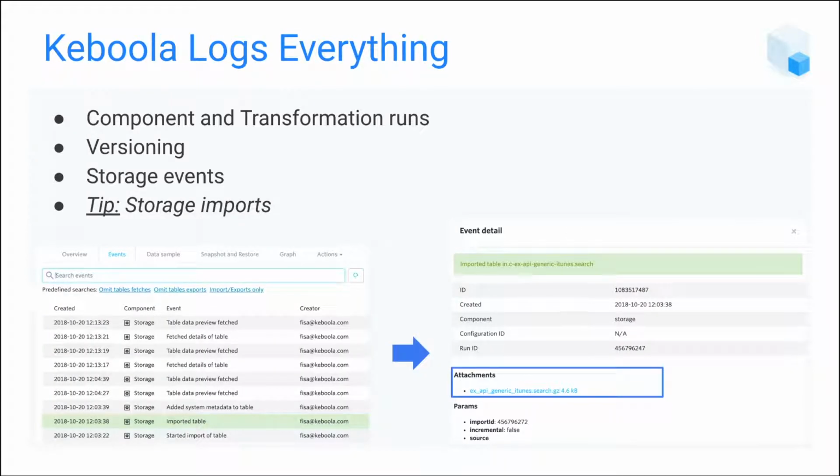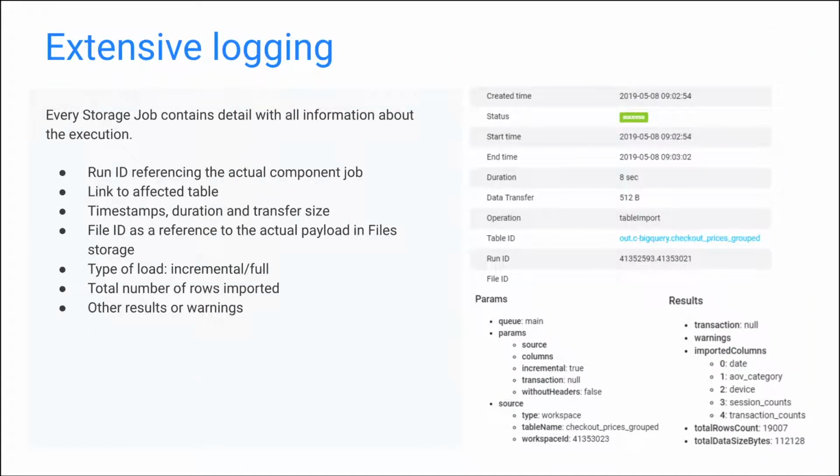In Keboola, we log everything. We even log when somebody previews the table or views the sample of the file. We log when there is a configuration change, a new parameter is added or changed. We log all the storage events, so you can see when something was imported, exported, etc. When somebody added a primary key or truncated the table. So there is really no risk of losing the data without knowing why or who did it.